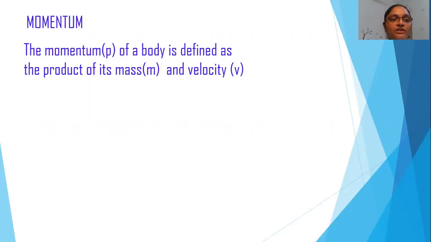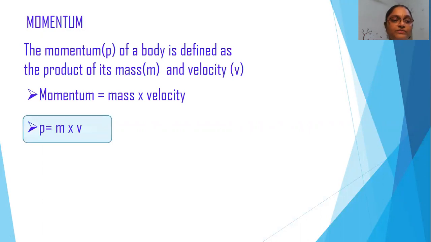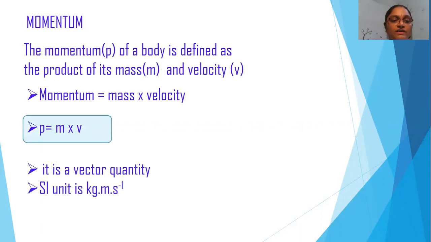Now comes the next topic, that is momentum. The momentum P of a body is defined as the product of its mass m and velocity v. Momentum is equal to m into v. It is a vector quantity. The SI unit of momentum is kilogram meter per second.